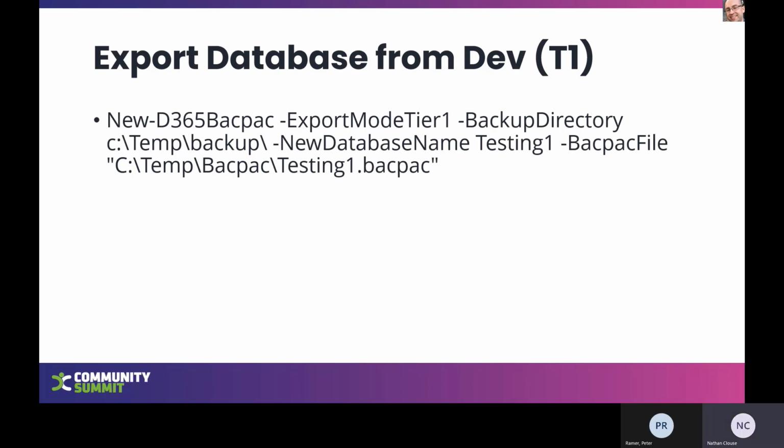Additionally, let's say you have a tier 1 environment that is a golden environment, you can export from a .bak into a bacpac file, and upload that into LCS to deploy into a tier 2 environment.